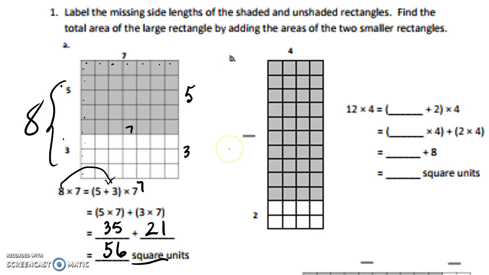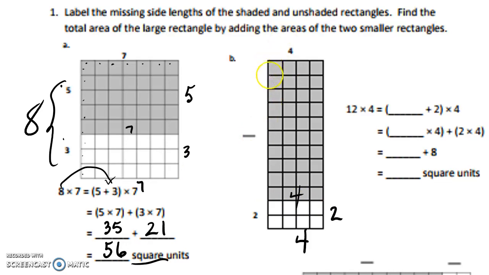Let's try letter B. All right, so this side is 4. That means this side would be 4. This side is 2, so this side is 2. And this line here, that gives us 4. Let's figure out what goes in this blank.